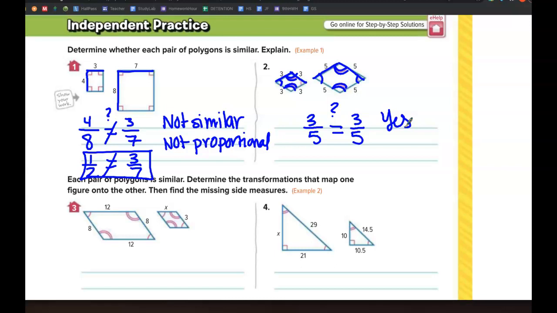Each pair of polygons is similar, so now they are telling us that they're similar, and we have to figure out the transformations that map one onto the other and then find the missing side measures. The first thing I would have to do to get from this shape to that shape is dilate it. So obviously I'm going to shrink it. So you would say dilation. And if you said shrink, that's awesome. Or maybe you went from the smaller to the bigger and put enlargement, that's fine. And then we'd also have to slide it, so translation.